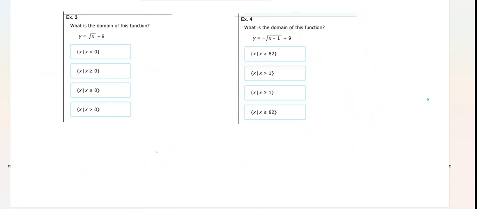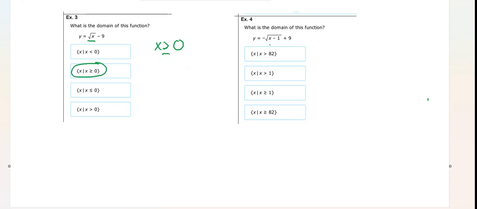Example number 3, we don't have a graph, we have an equation. What we're looking for is whatever is inside the radical sign. You take that, and the part off to the side that's not underneath it, and you set it to be greater than or equal to 0, and then solve it. But hello, this one's already solved. So the domain is going to be any x value that is greater than or equal to 0.